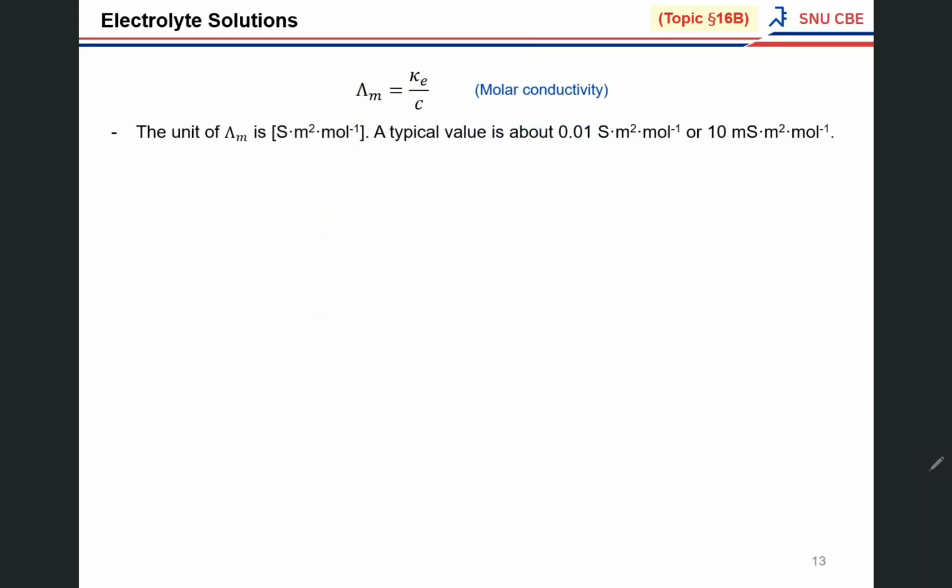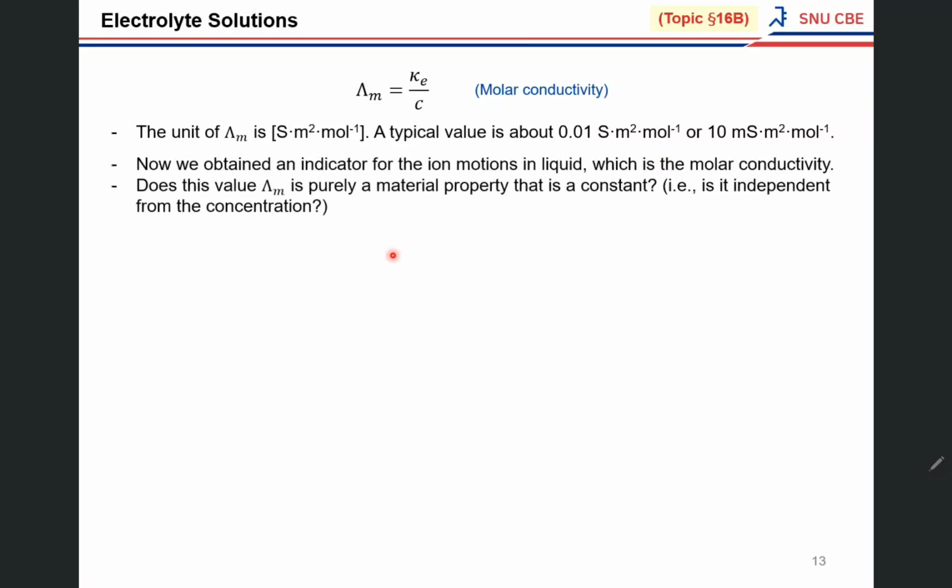Here the molar conductivity has the dimension unit of Siemens area per mole, and its typical value is within a range of 0.01 to 10 milli Siemens per mole, about 0.01 Siemens square meter per mole. So now we obtain an indicator of the ion motions of the liquid, which is the molar conductivity.